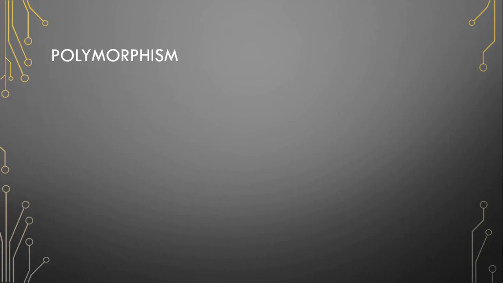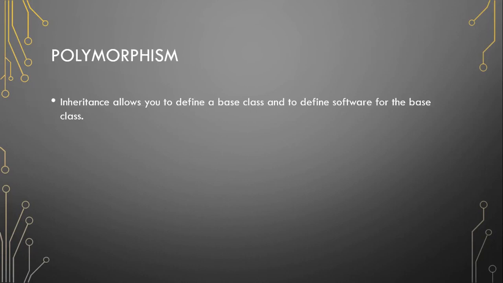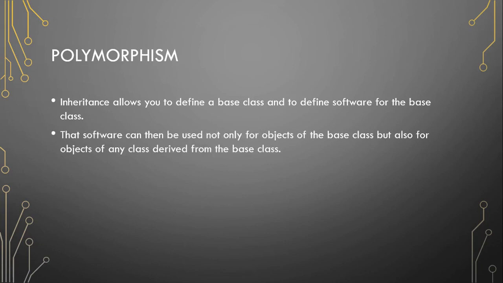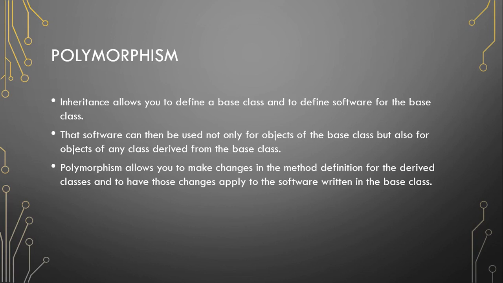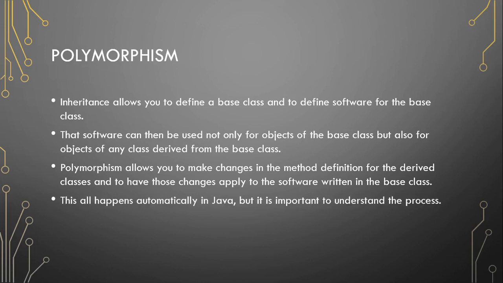So let's go ahead and start defining what polymorphism is. If you recall, we used inheritance, and inheritance allowed us to define a base class and to define software for that base class. The software then can be used not only for the objects of the base class, but also for objects of any class derived from that base class. Now, what polymorphism does is allow us to make changes in the method definition for the derived classes and to have those changes applied to the software written in the base class. This typically will happen automatically in Java, but it's important to understand the process. So if you run into issues and need to troubleshoot, you understand how polymorphism works so that you can tackle those problems head on.